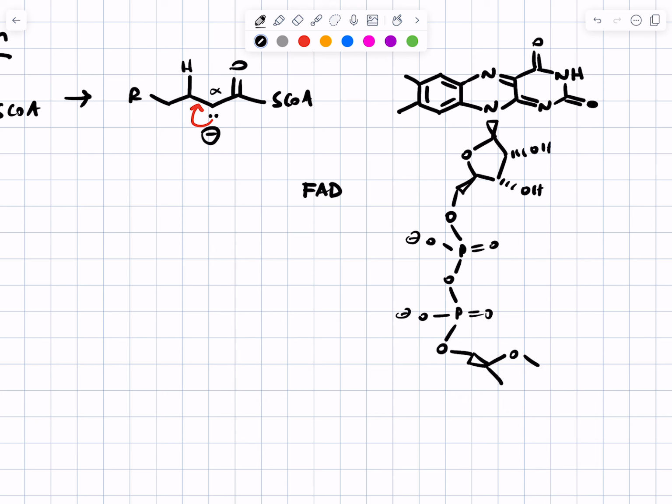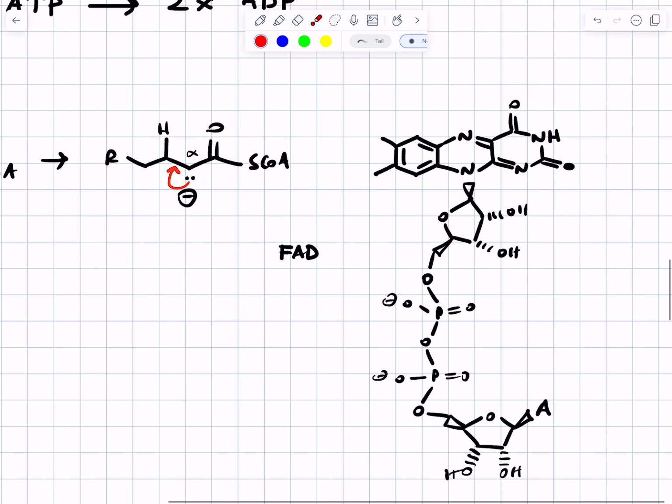Then there's a second ribose ring. And then there's A. So the F stands for this group, which is called flavin. This A stands for adenine, and then the D stands for dinucleotide, which is what you get when you have base plus ribose plus phosphate. So you can see the two nucleotides. There's this one, and there's this one, and they're linked together via a phosphoanhydride bond.